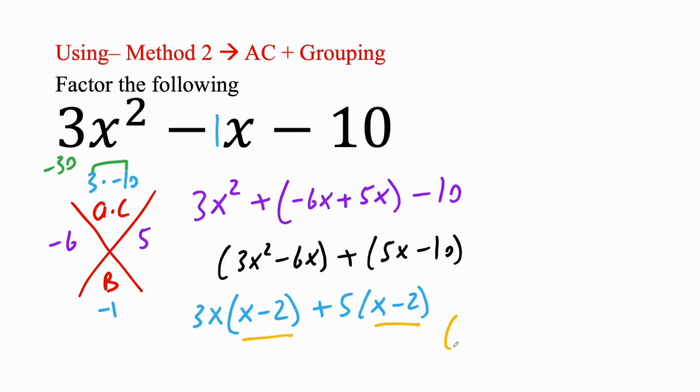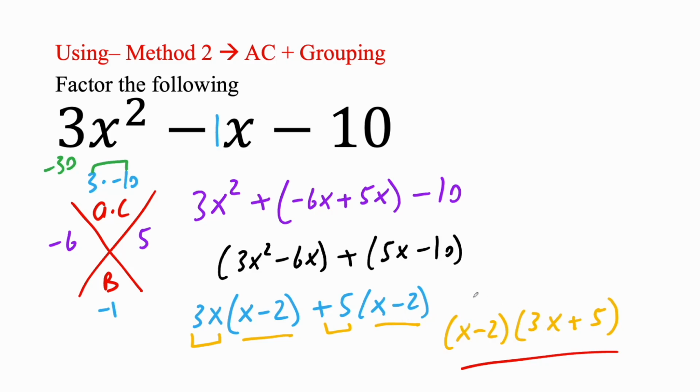Because it's identical, we copy it one time, x minus 2, close parentheses. Then we do another parentheses, I call it the leftovers, 3x plus 5. And this right here is our final answer. But it's always a good idea to check.